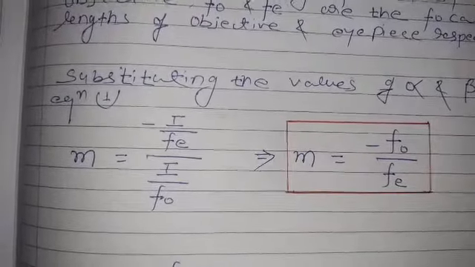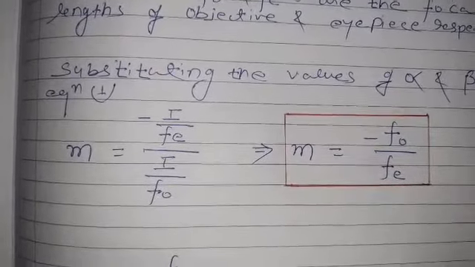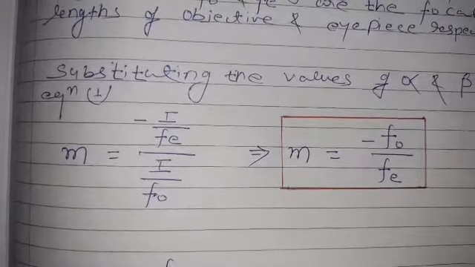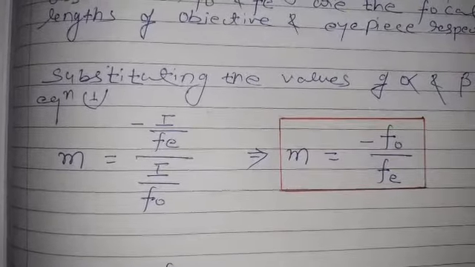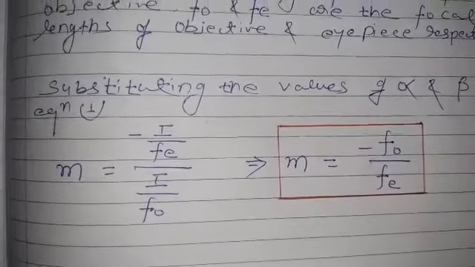We get m equals minus (I upon fe) divided by (I upon f naught). So finally, m equals minus f naught upon fe. This is the angular magnification when the image is formed at infinity.